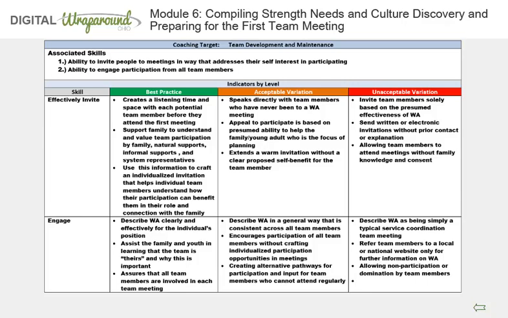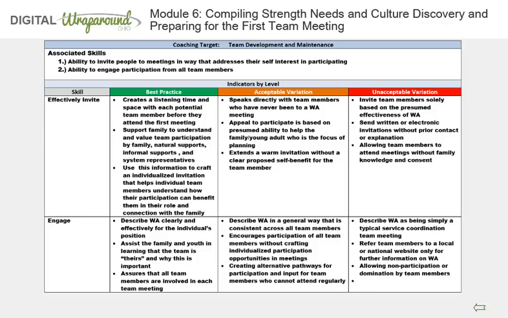This is an opportunity to discuss what wraparound is and to hear from them the strengths and needs they see for the family and how they see their relationship with them. Regarding the family, the facilitator helps them understand the value of having participation of their family, natural supports, and system representatives on the team. The facilitator then crafts an individualized invitation to each team member about the value they would add to the team and how their participation would benefit them. This includes explaining wraparound to them effectively responsive to their role with the family.